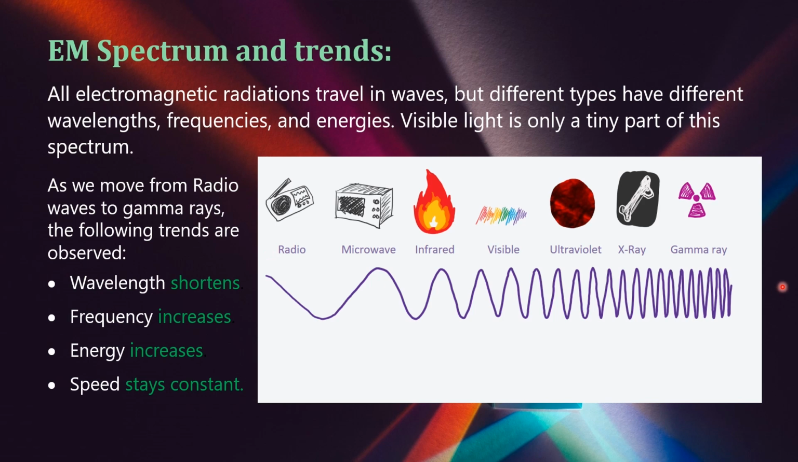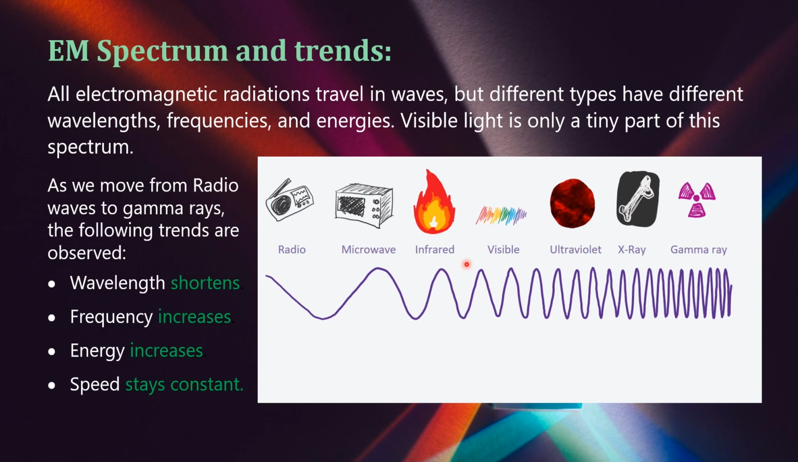From radio to gamma, wavelength shortens, as we can see here. If wavelength shortens, frequency will increase. If frequency increases, energy is dependent on frequency, so energy will also increase. Speed has to stay constant because unless you change the medium, you are not going to be able to change the speed of electromagnetic waves or any waves.